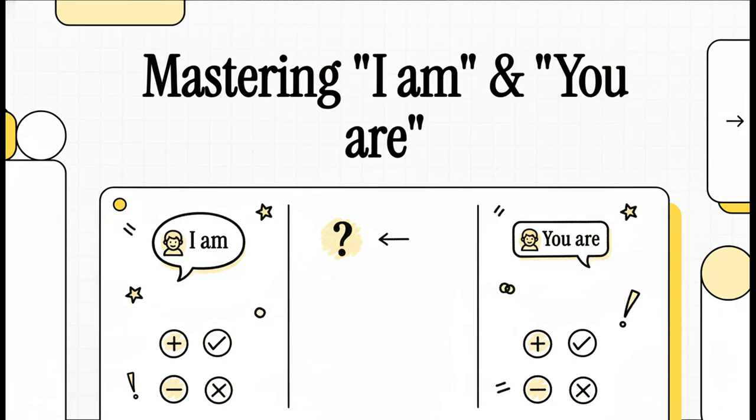Welcome to the Explainer. When you want to introduce yourself or just talk to someone in English, it really all boils down to two super simple phrases, I am and you are. We're going to break them down so you can use them with total confidence starting right now.